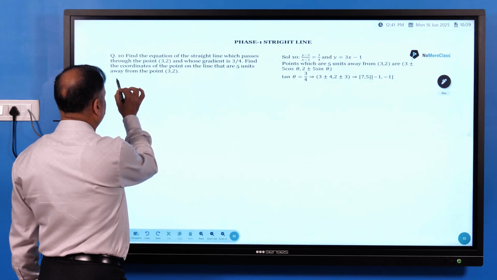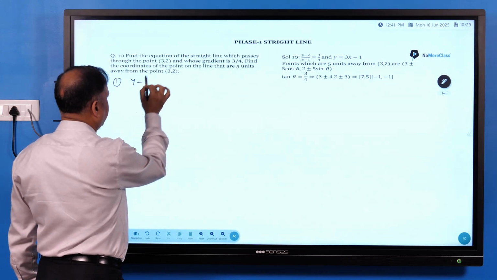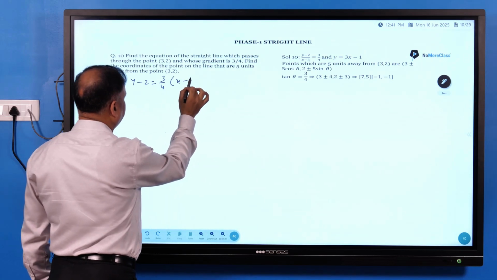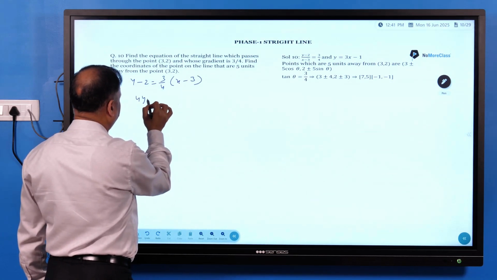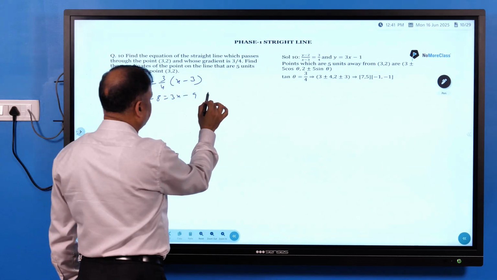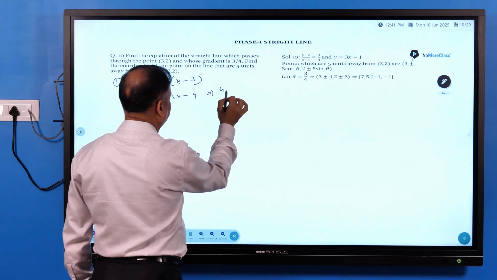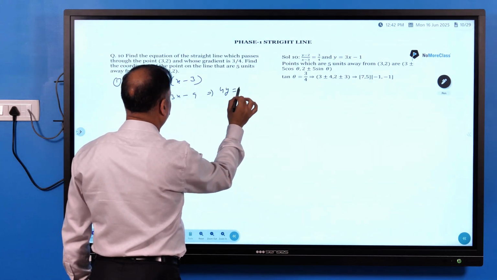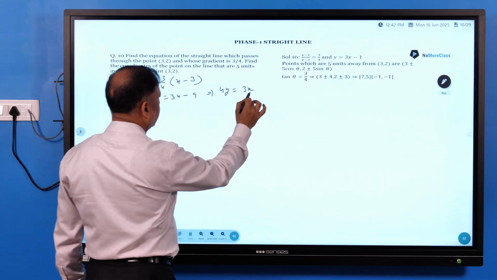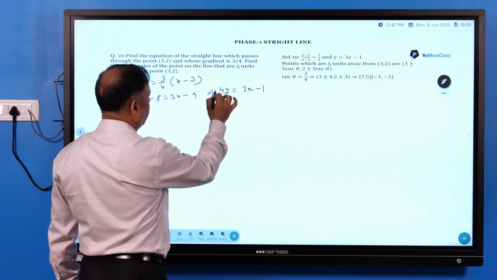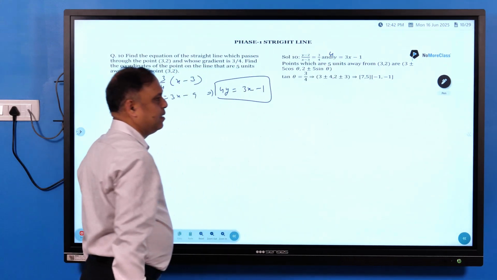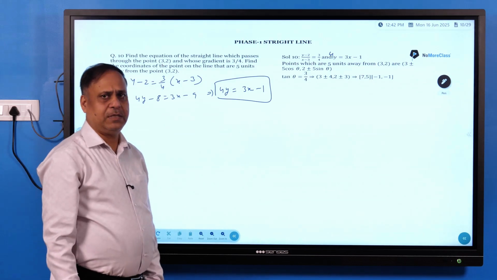In the first part, y minus y1, passing through this, is equal to m, 3 upon 4, into x minus x1. So 4y minus 8 is equal to 3x minus 9. So this gives 4y is equal to 3x minus 1. So this will be the answer of the first one. So 4y is equal to 3x minus 1 is the line.